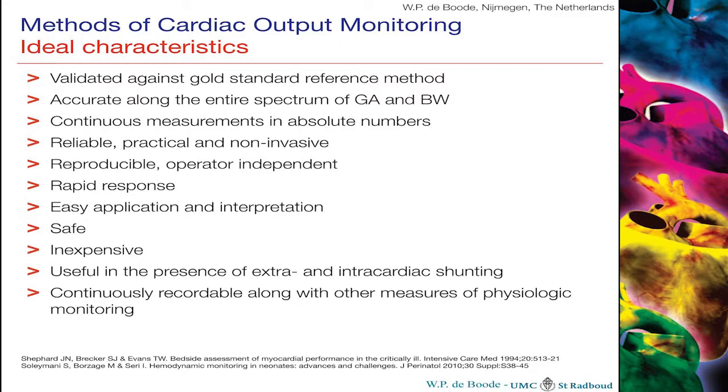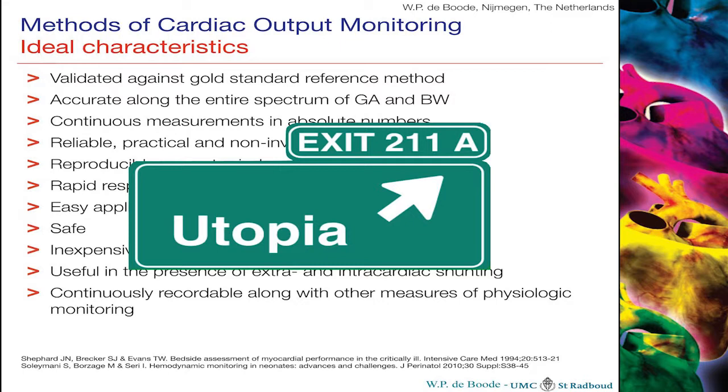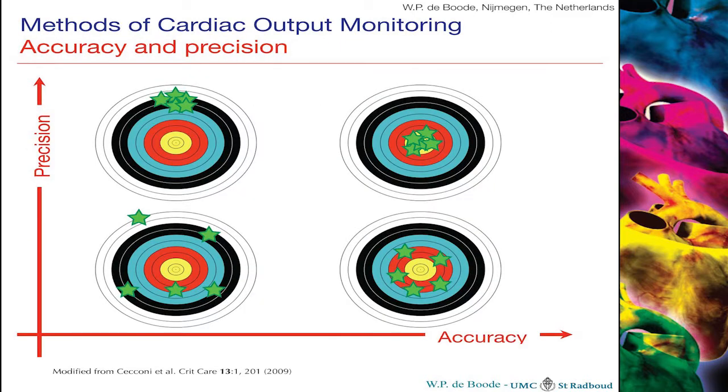It should be accurate along the entire spectrum of gestational age and birth weight, continuous measurements in absolute numbers, reliable, practical, etc., etc. But to be honest, this is the way to utopia. There's no such thing as a method with all the ideal characteristics. Let's pay attention to accuracy and precision, because I think that's very important.